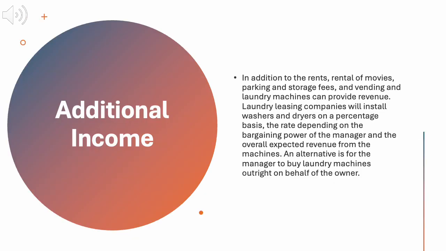Additional income. In addition to the rents, rental of movies, parking and storage fees, and vending and laundry machines can provide revenue. Laundry leasing companies will install washers and dryers on a percentage basis, the rate depending on the bargaining power of the manager and the overall expected revenue from the machines. An alternative is for the manager to buy laundry machines outright on behalf of the owner.